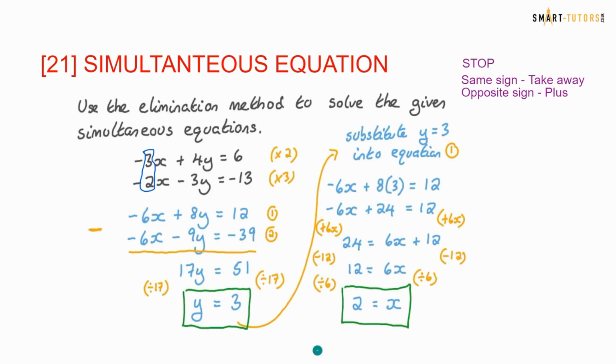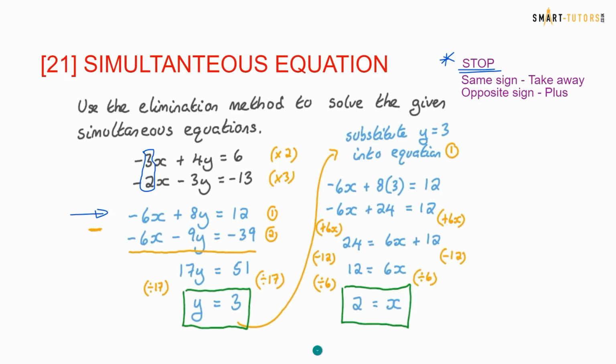So that is the equation I have written here. So 2 times minus 3 is minus 6x plus 8y equals 12, then minus 6x minus 9y equals minus 39. Then comes the decision making. Here, if you see the purple wording, STOP, is the method we use in simultaneous equations. S stands for same sign, T stands for take away, O stands for opposite sign, P stands for plus. So here, same sign means minus and minus are the same sign, which means take away. So you need to take away the equations.